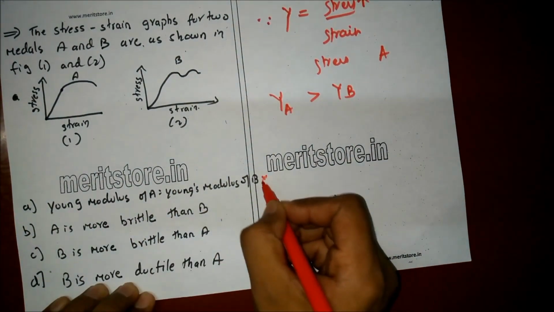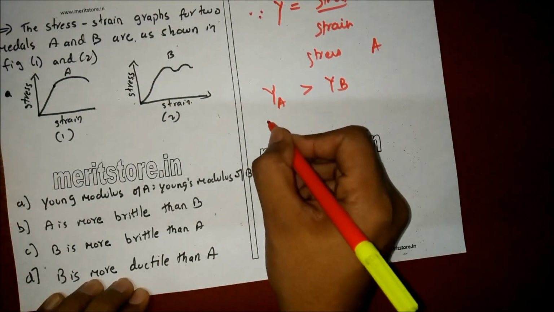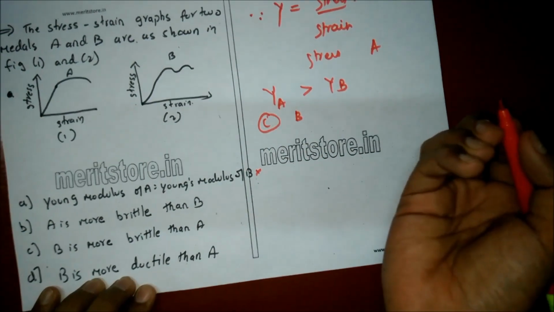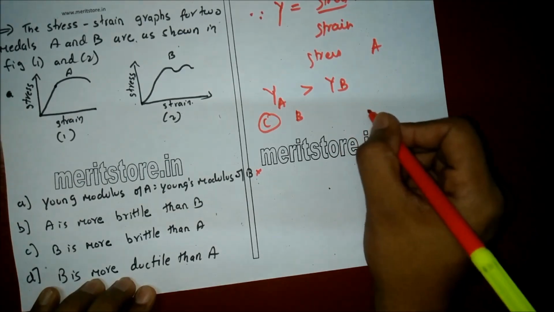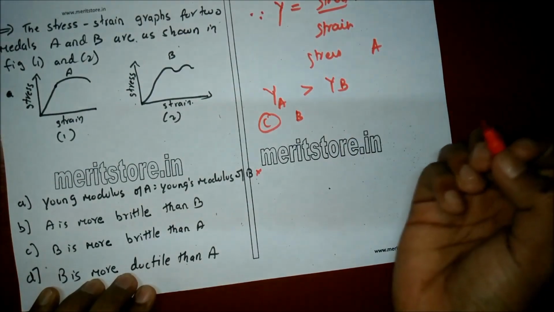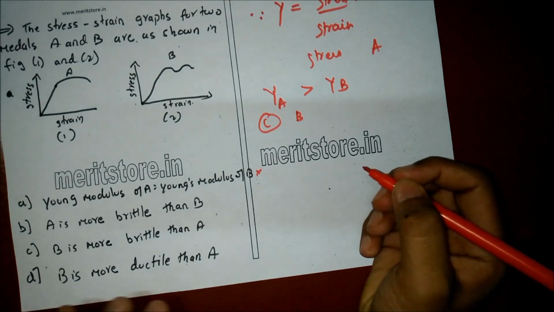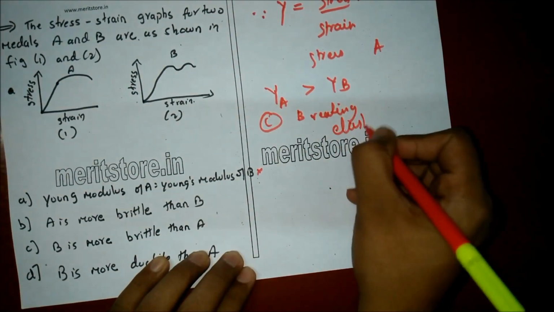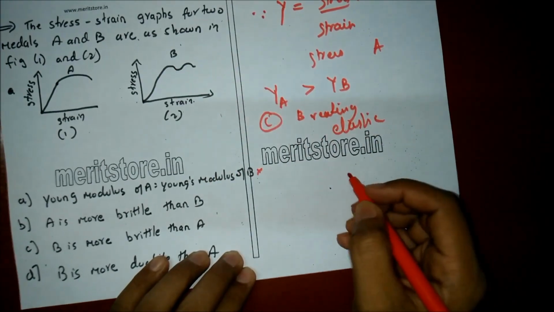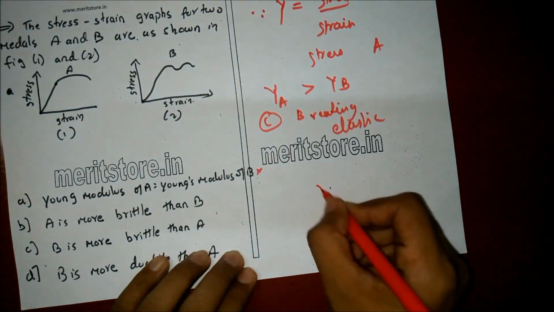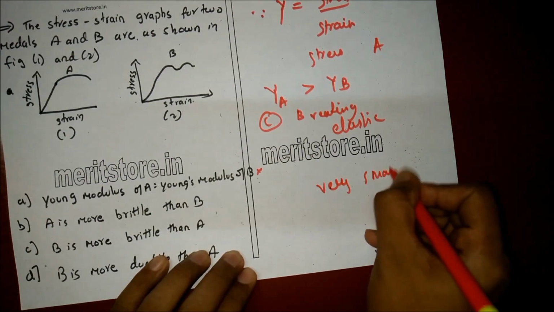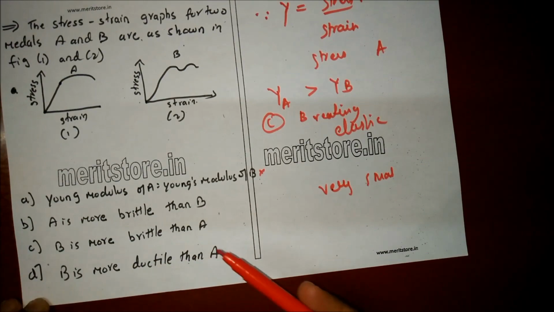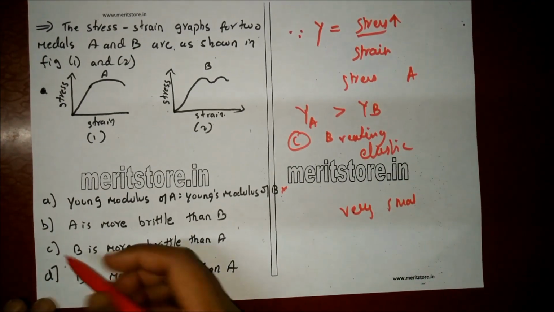This is wrong. Now, let's see option C. Option B is more brittle than A, which is actually true because the breaking occurs just after the elastic limit, which is in B, and the plastic deformation is very small. Therefore, B is more brittle than A. So if B is more brittle, A is surely not correct and D is also wrong. Therefore, here the correct answer will be option C.